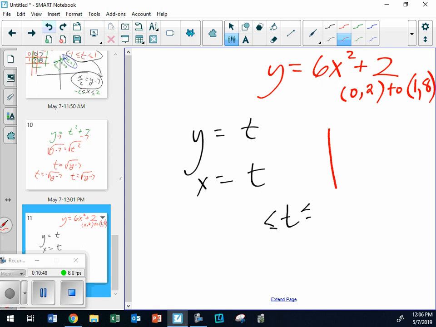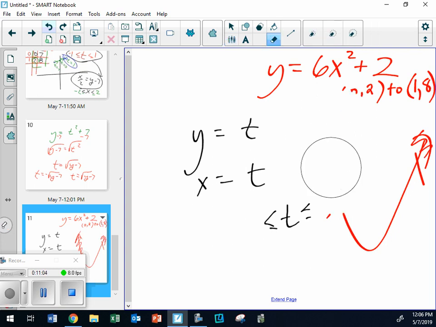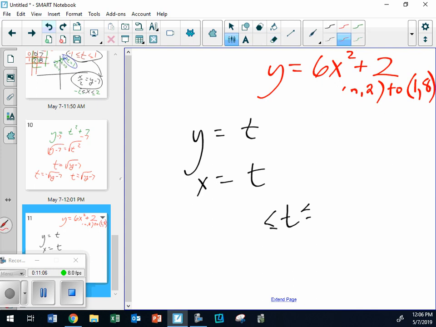We don't really do this in parametric, where you go on forever. They start somewhere, they end somewhere. They have time 0, it's here, and it's a part of the parabola, from here to there. We'll have a start and an end spot like that. All right, so here's our start spot, here's our end spot.